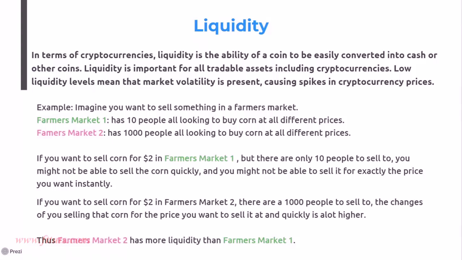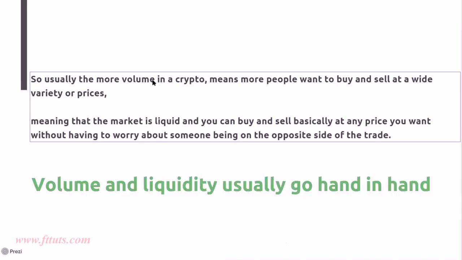That's why it goes hand in hand with volume. You need to have good liquidity in order to have a good trade vehicle. And in order to have good liquidity, you need market participation, which is represented by volume. Usually the more volume in a crypto means more people want to buy and sell at a wide variety of prices, meaning that the market is liquid and you can buy and sell basically at any price you want without having to worry about someone being on the opposite side of the trade.